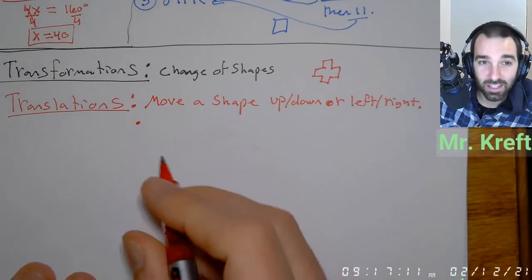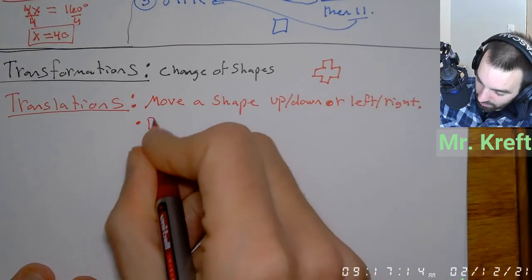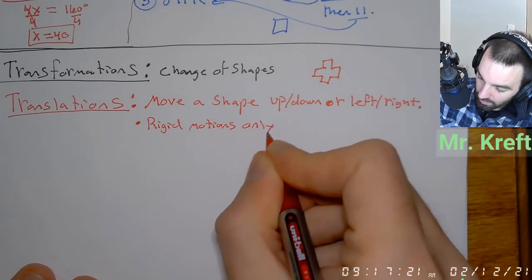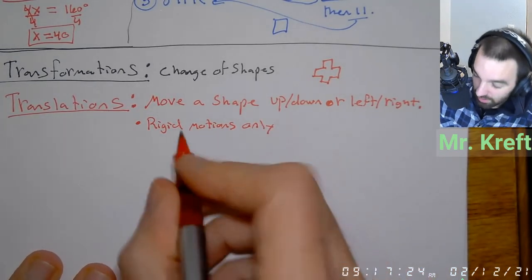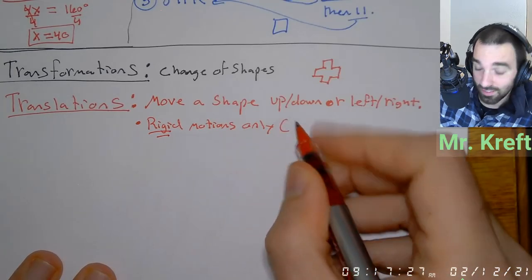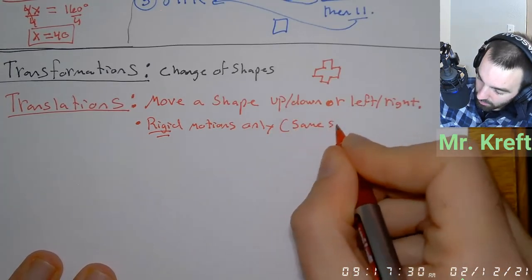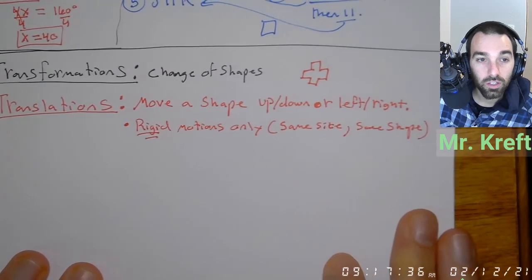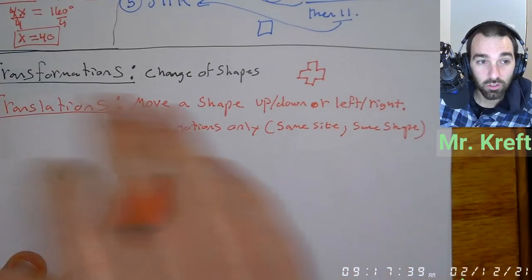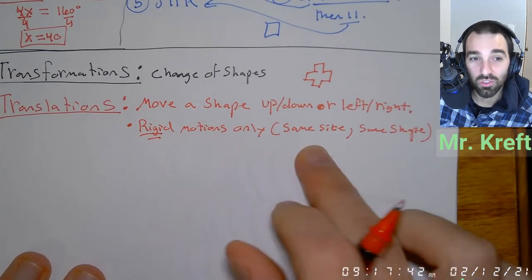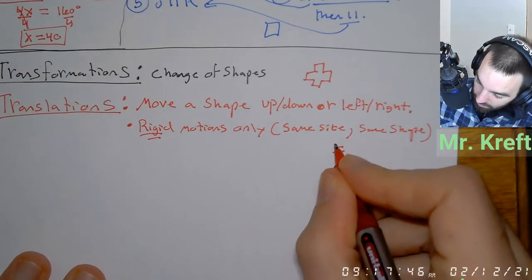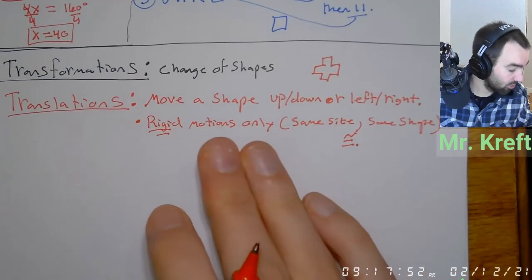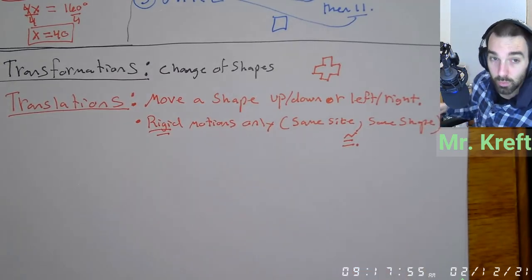Now, one other note that I want to say. We're talking about rigid motions only. Rigid just means the shape stays the same: same size, same shape. That's what's going on here. So we're going to be doing rigid motions only, same size, same shape. And remember, the fancy word for that is congruent. So we're going to do translations, but we're only going to be moving shapes up, down, left, right, and it's only going to be rigid motion.